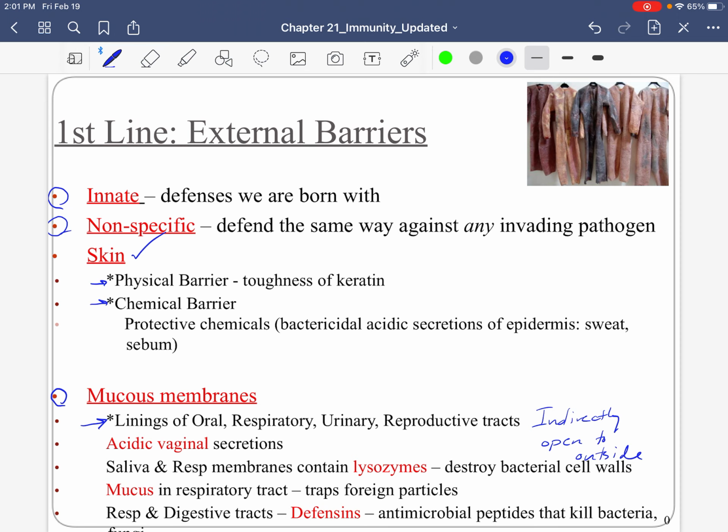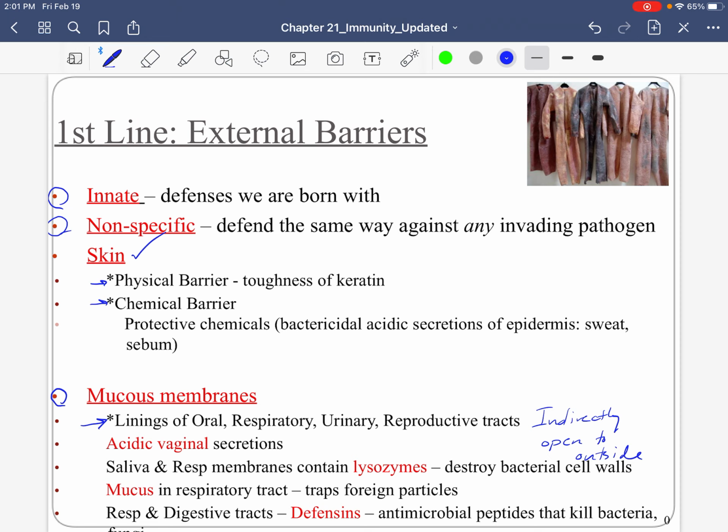So if I open my mouth, I could have something come into my mouth and go into my digestive tract. My esophagus is not directly facing the outside world, but through the fact that I can open my mouth, which is open to the exterior world, something could get in through my mouth and then penetrate deeper into my digestive system. And the same thing is true of our respiratory tract and our reproductive tract in different ways for men and women. So all this is to say that the linings of these tracts are specialized to protect us because they're indirectly open to the outside.